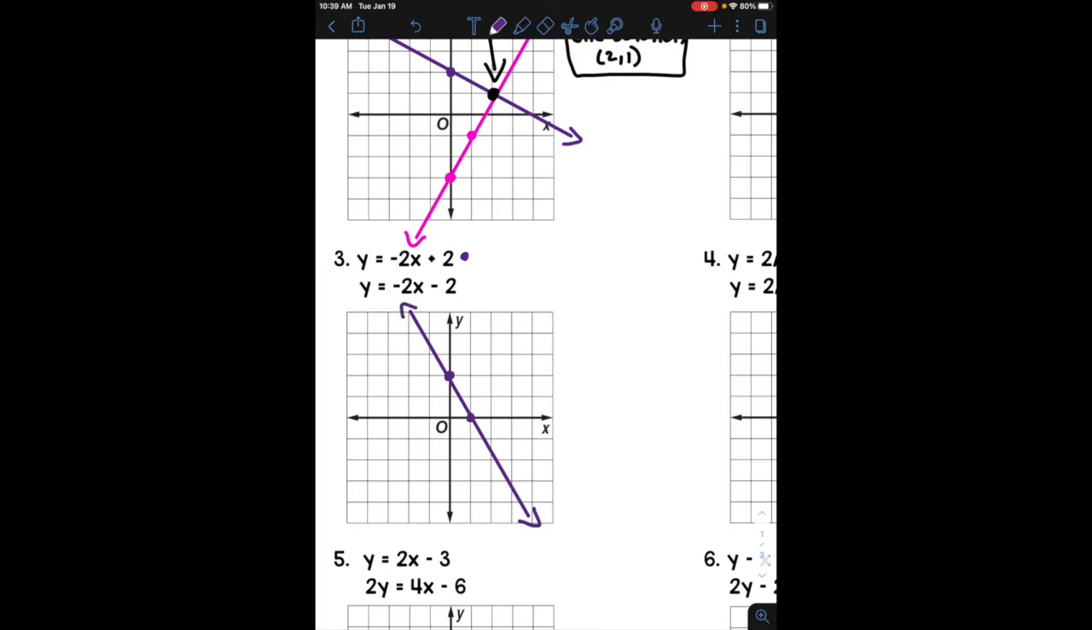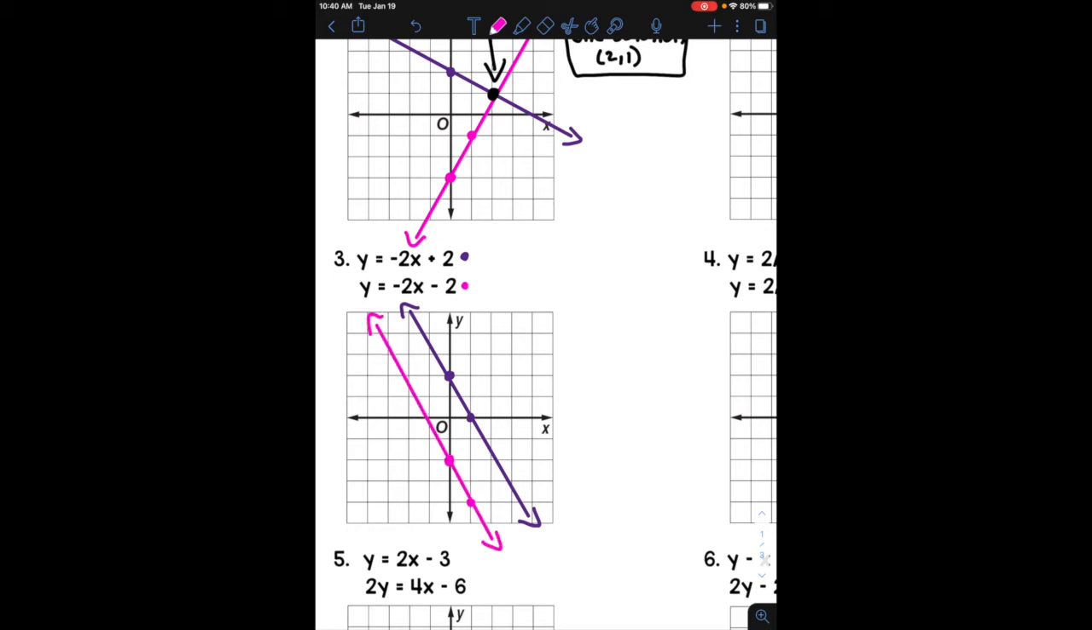Just like the first problem, I'm going to graph the second line in a different color so we could tell the difference. I'll graph that one in pink. That one has a y-intercept of -2 and a slope of -2 as well. So from my first point, I'm going to go down 2, right 1 to use the slope, and graph my line.